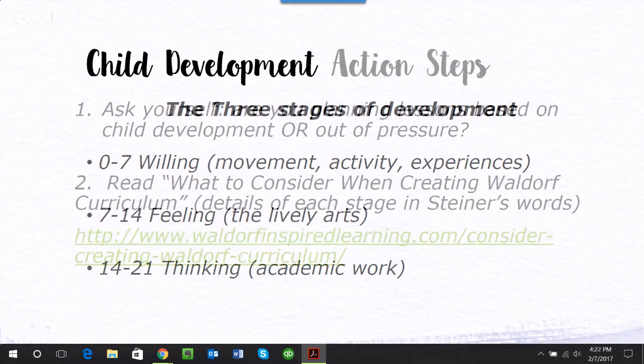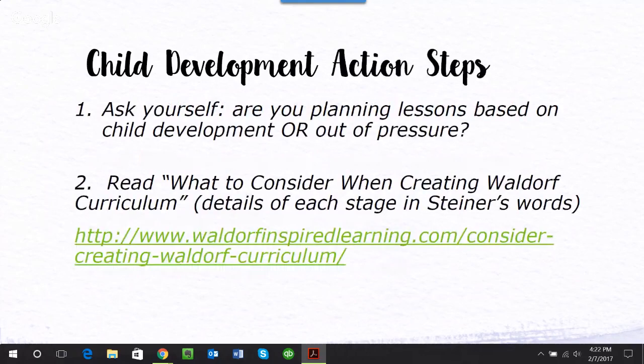So here are some action steps for child development that I want to introduce to you. And the first is really just a personal introspection question, and that is to ask yourself, are you planning lessons based on these concepts of child development, or are you planning lessons out of pressure or comparison with other homeschoolers or the classroom?